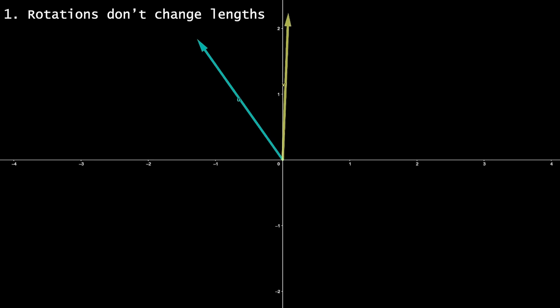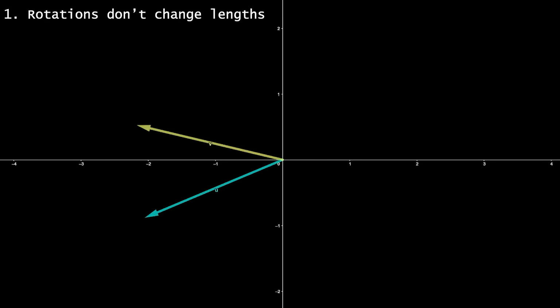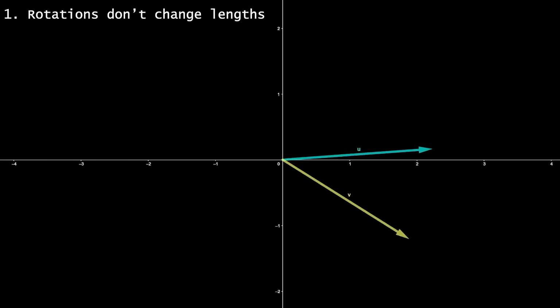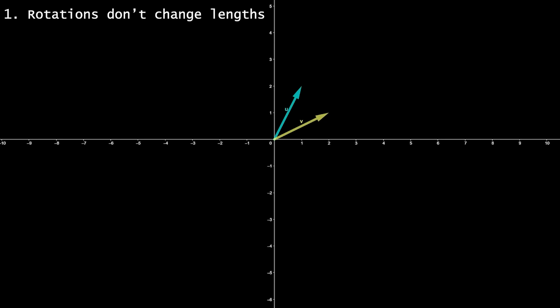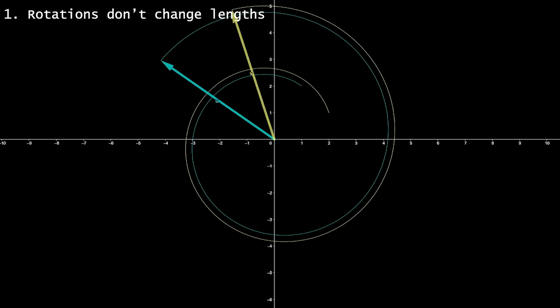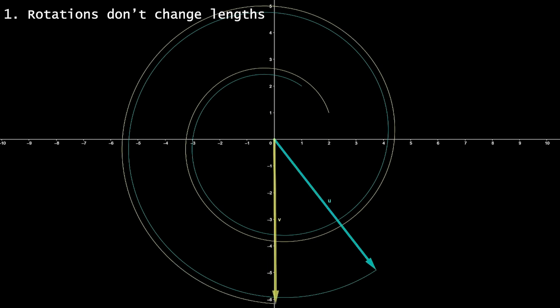Firstly, a rotation shouldn't stretch lengths. If I start with vectors of given lengths, after the rotation is done, they are all still the same length. And this requirement blocks transformations like this one. This is a spiral transformation where it looks like it's rotating, but it's also stretching the vectors as it rotates.